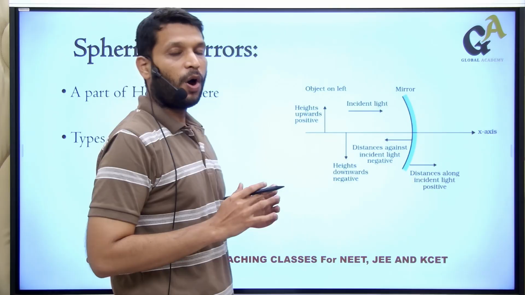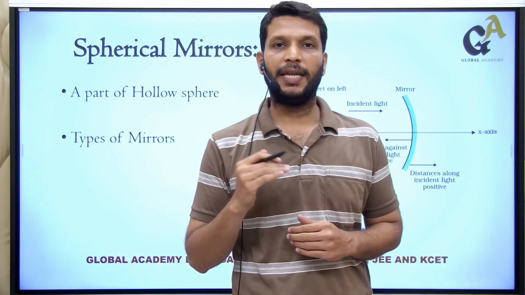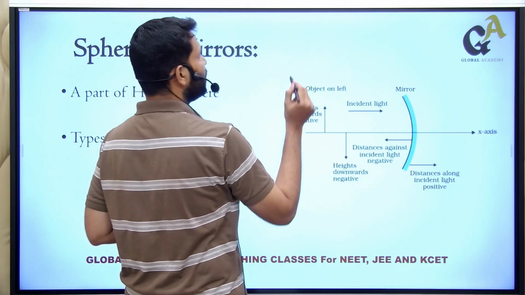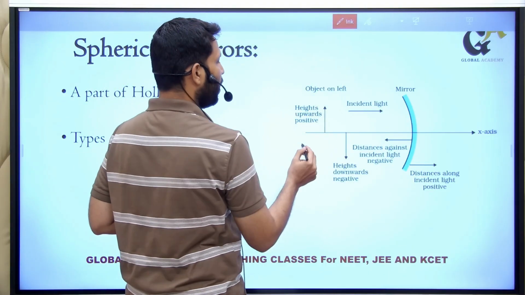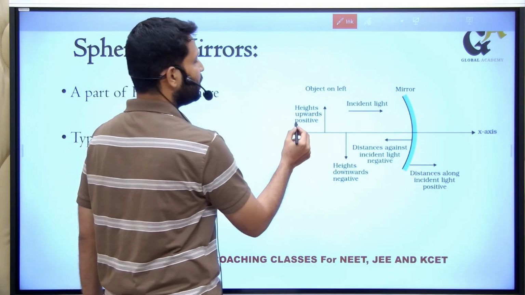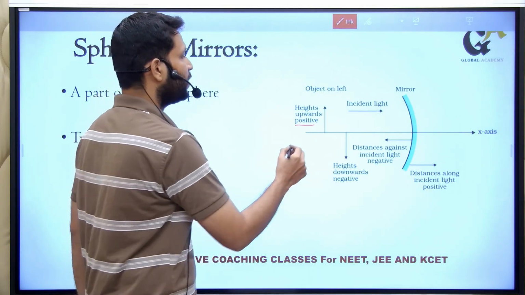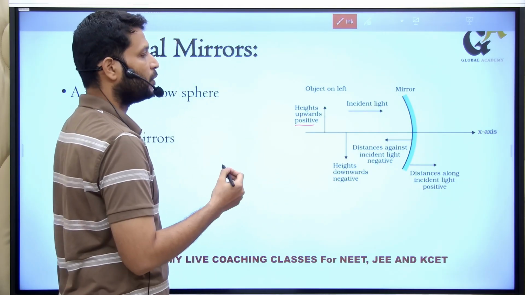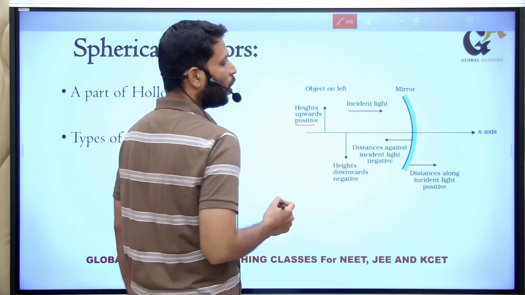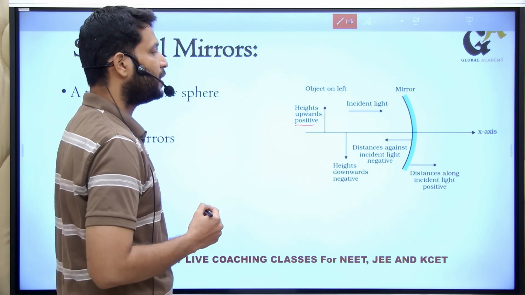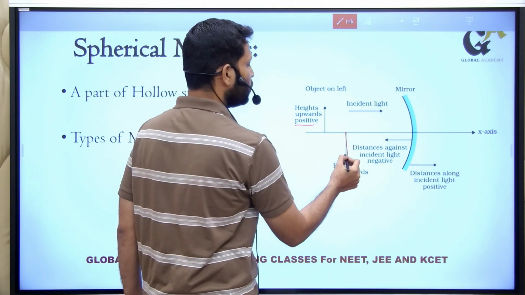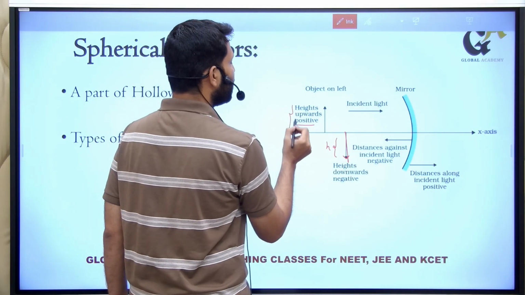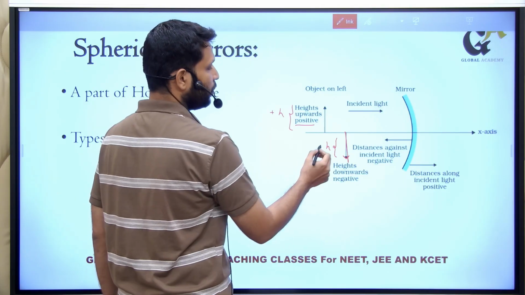So in optics, it is necessary to know the sign convention. So first sign convention says, if you are measuring all the distances above the principal axis, such distances are taken as positive. For example, the height of the object above the principal axis is taken as positive. However, the height of the object below the principal axis is taken as negative. So in the second case, this height is taken as negative. In the first case, the height is taken as positive.